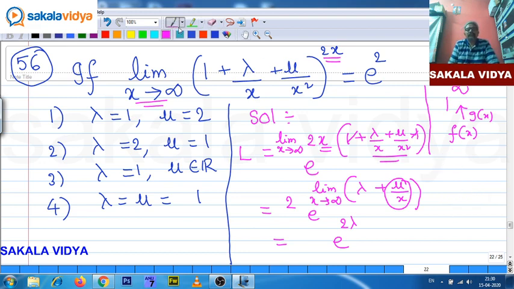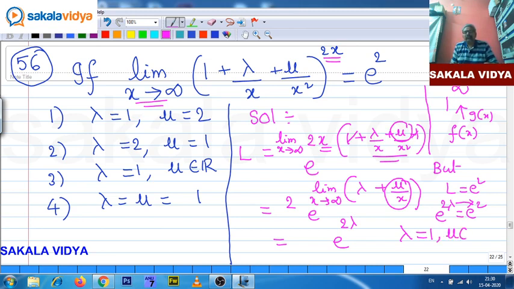Already the limit is given, that is e square. So, e power 2 lambda is equal to e square, 2 lambda equals 2, lambda is equal to 1. It does not depend upon the value of mu. Mu means any real number, mu belongs to R. So, that means third option.